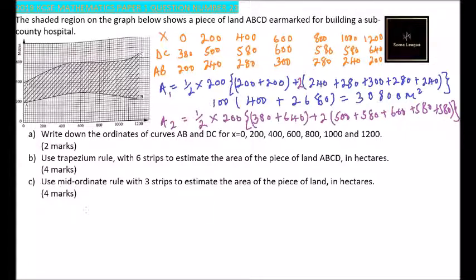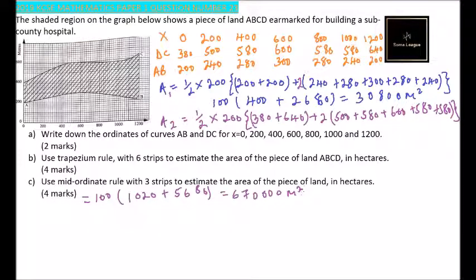You will use your calculator to compute that, just like we computed the first one, and you'll be able to get this is 100, then into bracket 380 plus 640, that will give you 1020. When you add the others, you get 5,680, and when you compute that, you get 670,000, and this is meters squared.